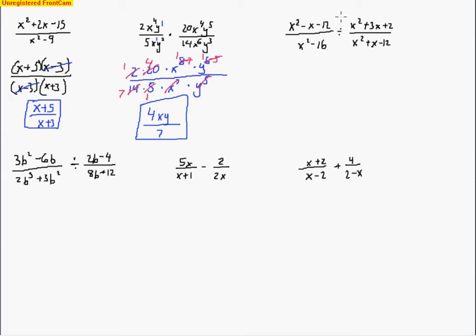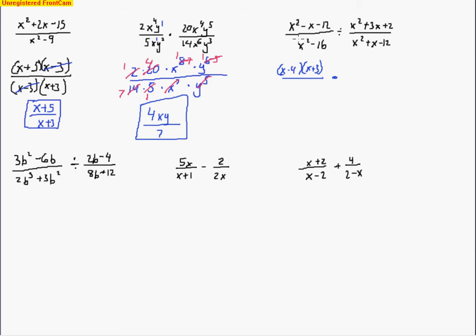Well, the next one's a division problem. So with the division, you always want to take the reciprocal. So I'm going to change it to multiplication. And I'm going to rewrite this. Now I'm going to factor it as I go. So x squared minus x minus 12 ends up factoring to an x minus 4 and an x plus 3. Numbers need to multiply to make the negative 12 and subtract to make negative 1.